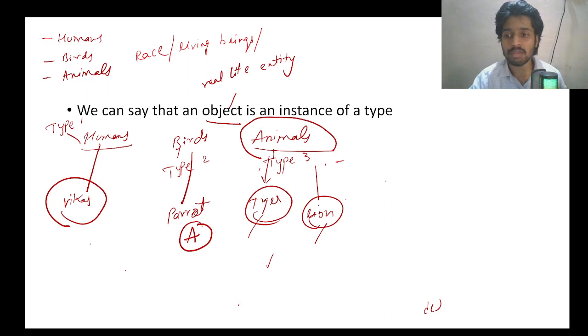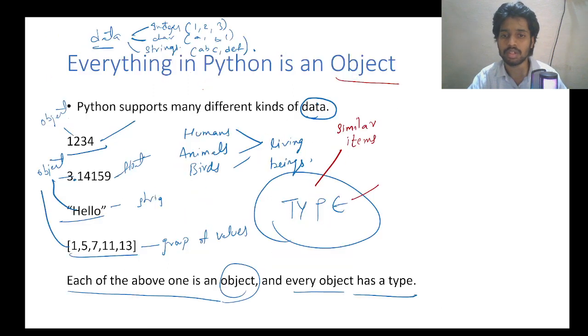Real life entities are nothing but the objects, and the type is nothing but the virtual concept. It's like a blueprint, or we can call it the virtual concept. And the real concepts are the ones that we see in real life. So that's the basic difference between an object and a type.